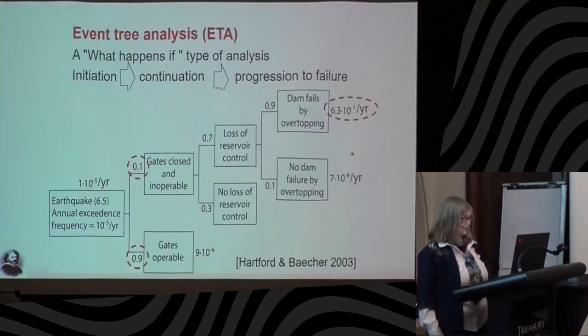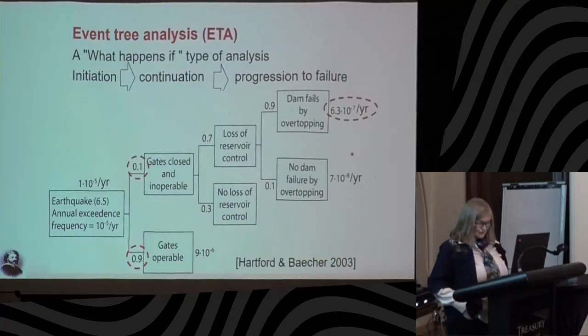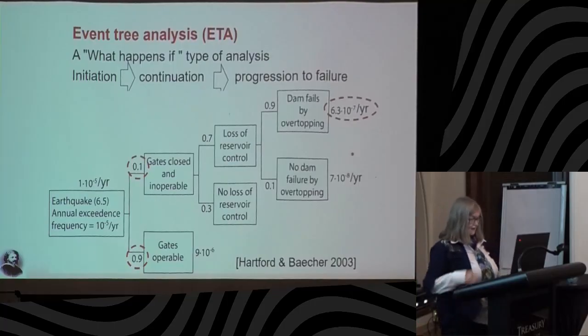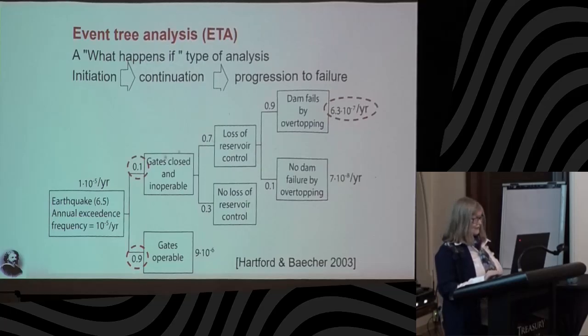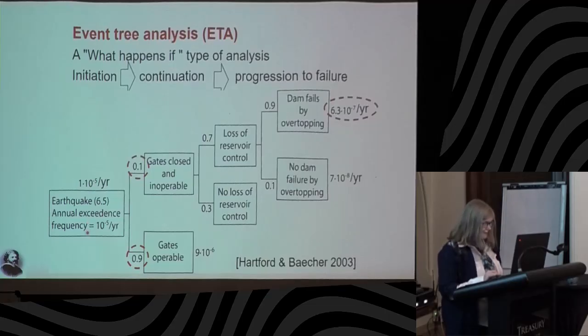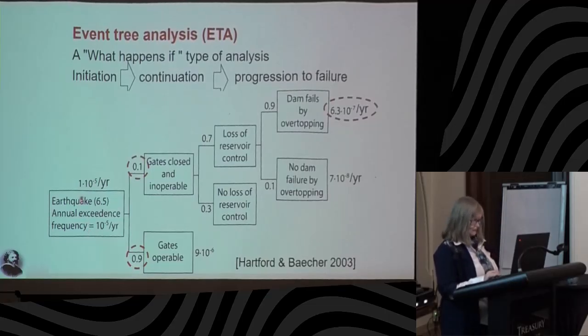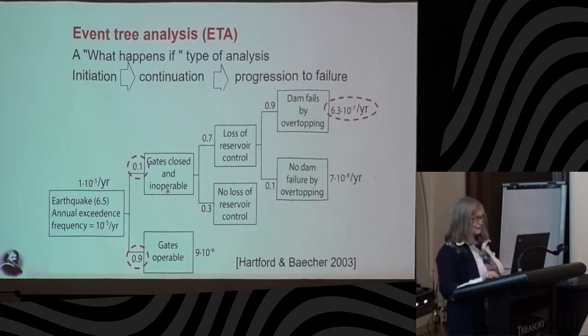And here's a textbook example. The event tree analysis is in the book by Hartford and Becker. In the example, you say what happens if the earthquake hits your structure. In this case we took the 100,000 year earthquake, that's 10 to the minus 5. And then it's very simple. You ask, are the gates functioning?